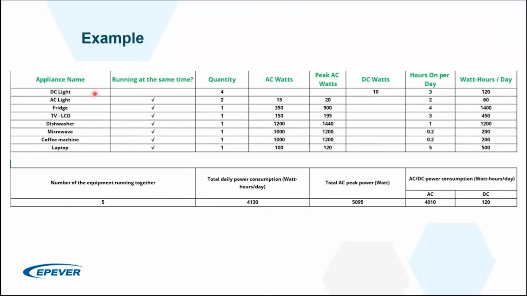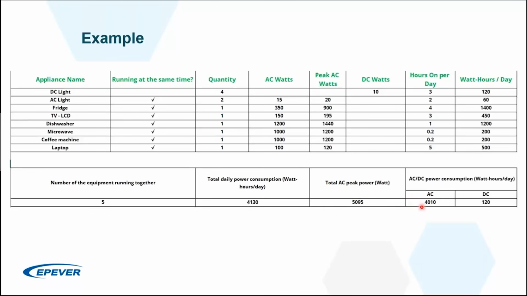This is for my DC lights that I have, it's 120 watts, and these are the AC watts. So for an off-grid system, it doesn't matter if you are consuming DC power or AC power. Although the voltage might change in a system, the power will remain the same. So this provides you a good indication of how much power you are going to use. So I'm using 5 consumers at the same time together. I'm using a total daily power consumption of 4,130 watts, and the peak power is something like 5,100 watts.